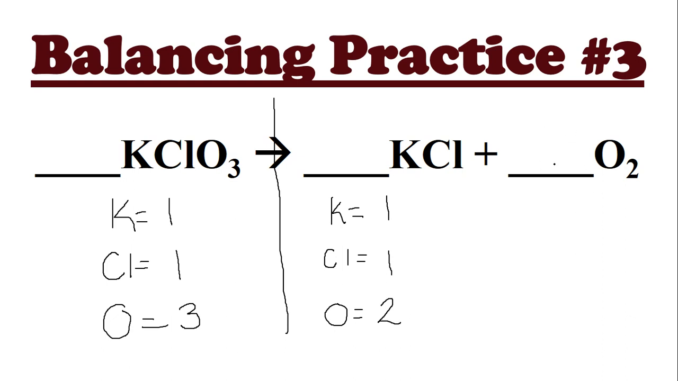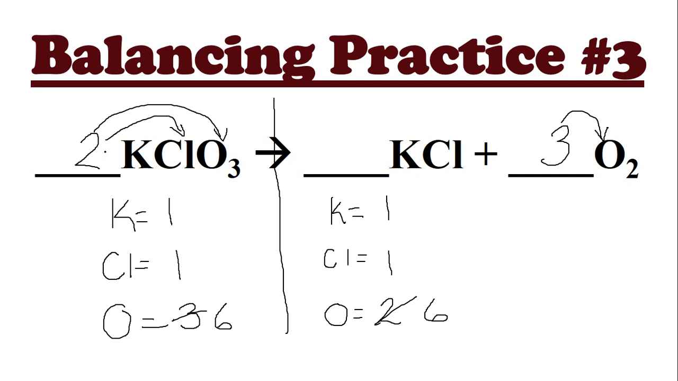So what number can you place in front of the O on the right side to get it to be 6? 3. 3 times 2 equals 6. On the other side, what number can you place in this empty spot that you can multiply to the 3 to get to 6? You place a 2. The 2 goes to the O3, making it 6. Remember, the number in the front goes to everything behind it until it reaches an arrow or reaches a plus sign. So the 2 goes to the CL, and it goes to the K, making CL2 and K2.